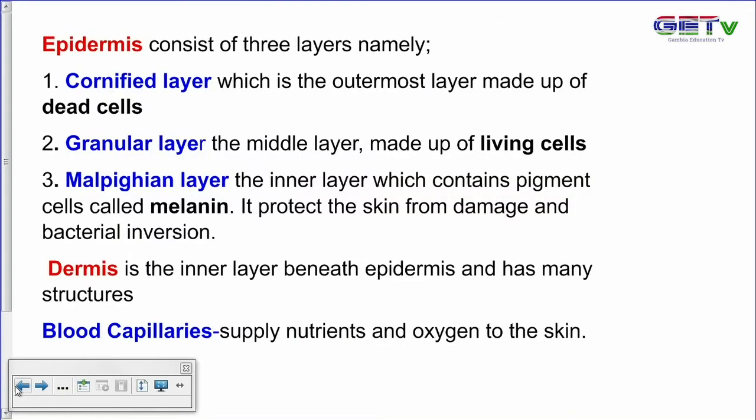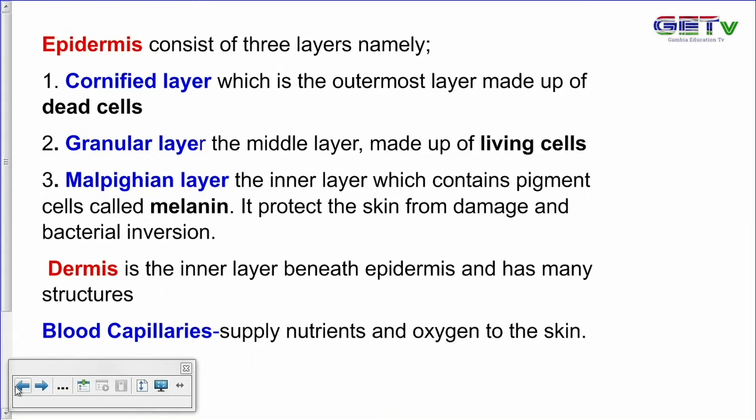The epidermis consists of 3 layers, namely the conified layer, which is the outermost part of the skin and is formed of dead cells. If we look at our bodies on top here, these cells are dead, okay? And these cells, we call them the conified layer. And then you have also what you call the granular layer, which is the living part of the cell. Sometimes it's very difficult to differentiate the conified layer and the granular layer. And then the malpighian layer, which has the color, the pigmentation of the skin.